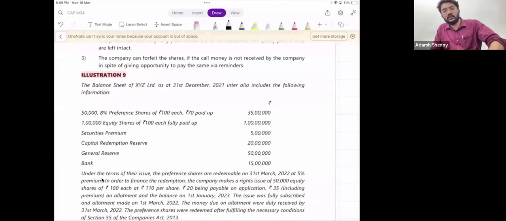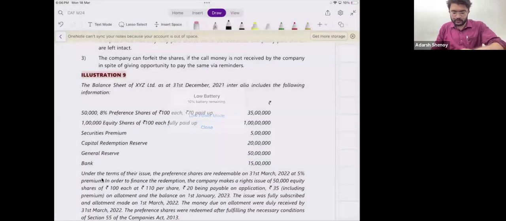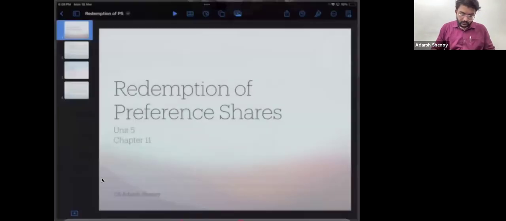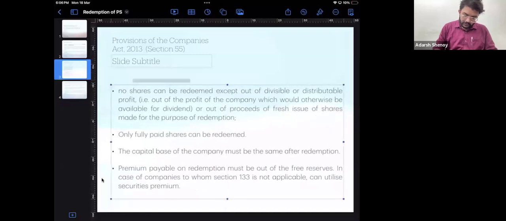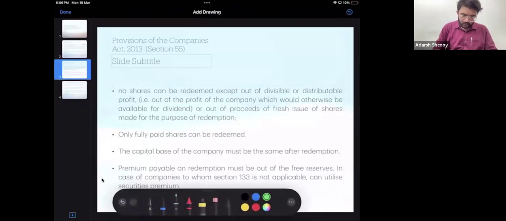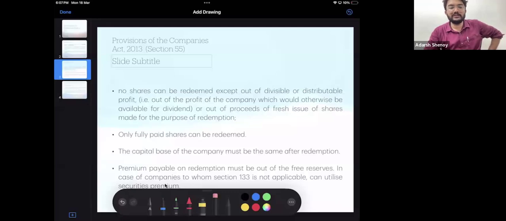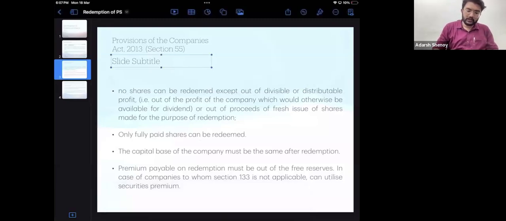Before we go to 9 and 10, let's just go back to section 55, which was discussed yesterday. In section 55, there's one very important condition: only fully paid shares can be redeemed. We can't redeem partly paid shares. What do you mean by fully paid shares? Fully paid shares means the face value of each share must be completely paid by the shareholder. Only then can you redeem those shares. So if you want to redeem some preference shares, compulsorily the face value of the shares must be completely paid by the shareholder. Only then we can redeem those shares.